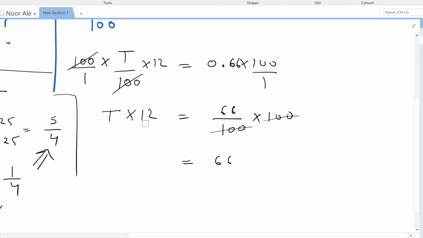Okay. So t times 12 means the same as 12t. That's the same, like, the way of writing it. You can write the multiplication sign or simply write 12t. That means 12 times t.